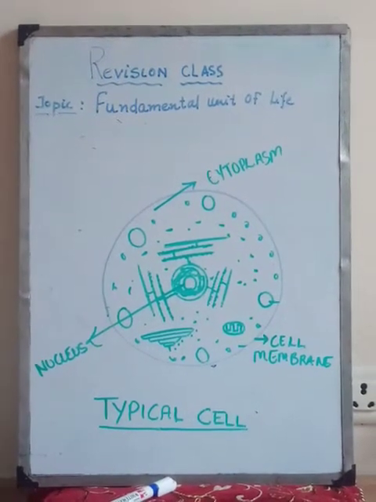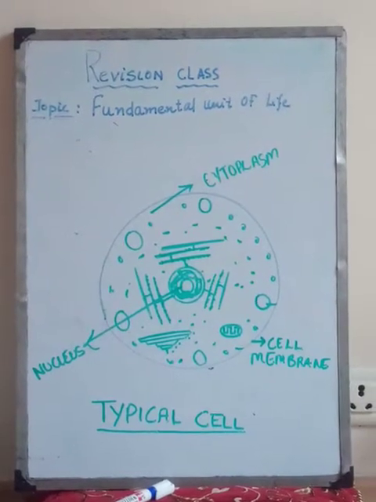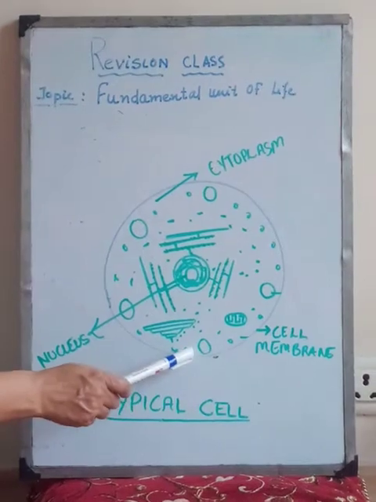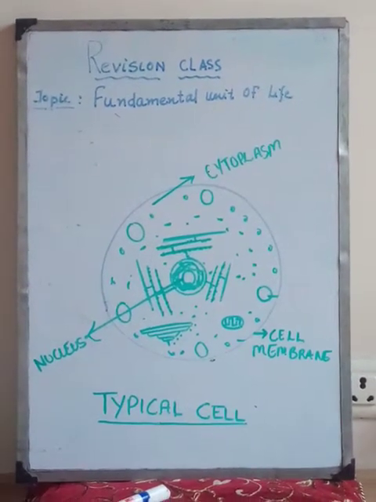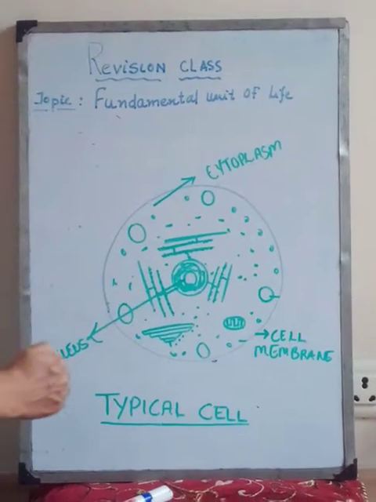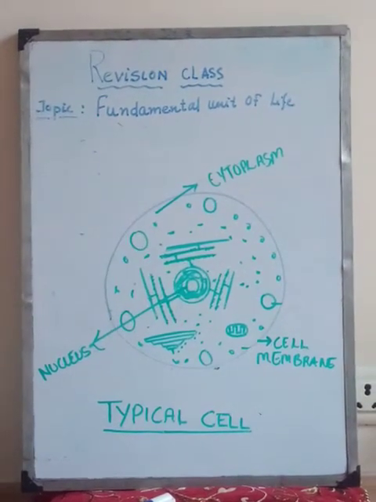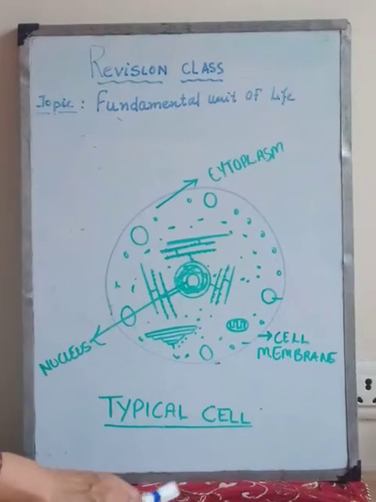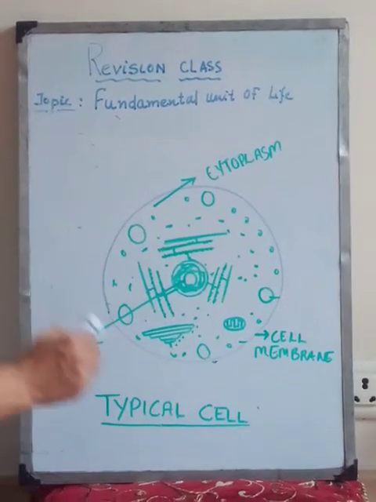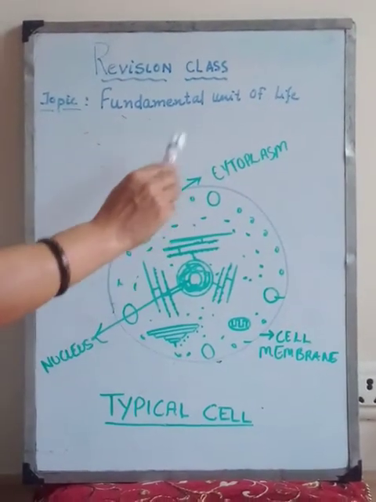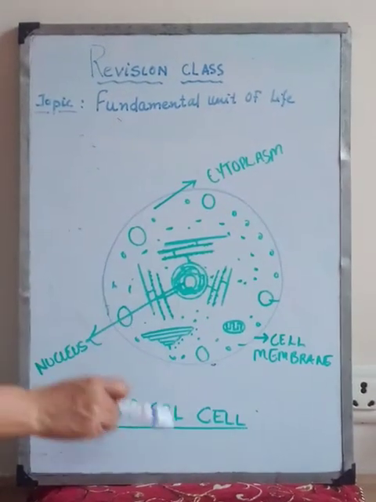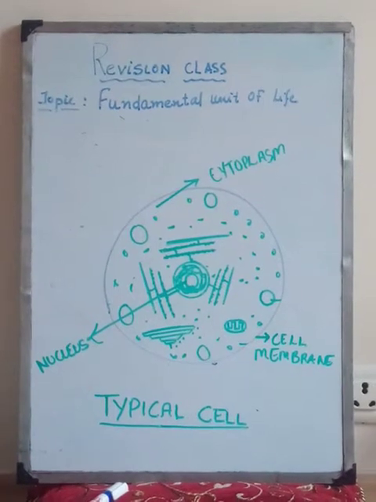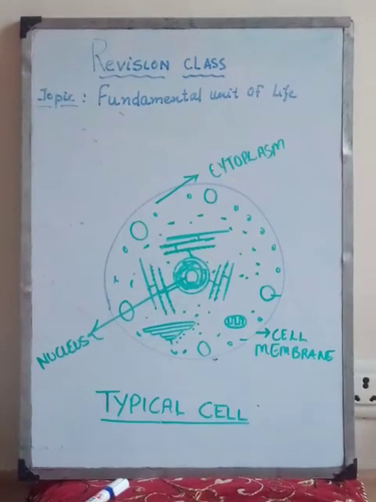This process is called diffusion, whereas the movement of water through a selectively permeable membrane from the region of high concentration to the region of low concentration we call osmosis. On the basis of osmosis, the cell can be surrounded by three types of solution: one we call hypotonic solution, one we call hypertonic solution, and one we call isotonic solution.